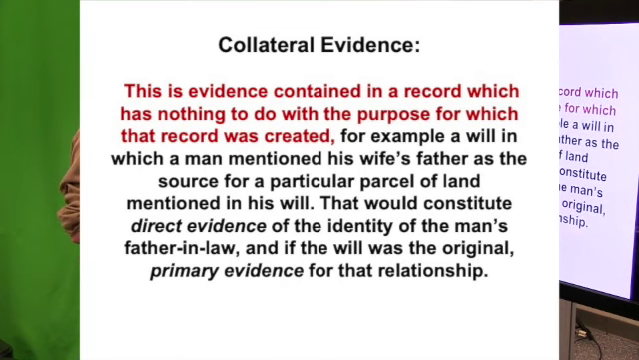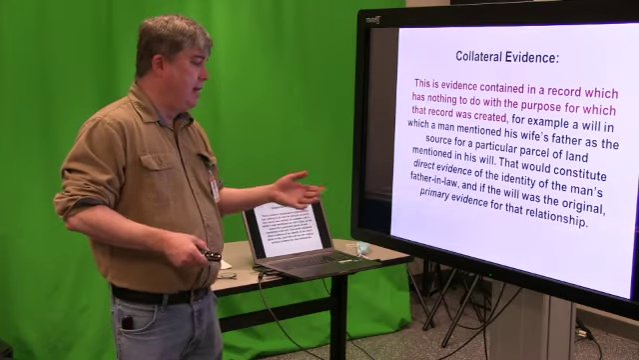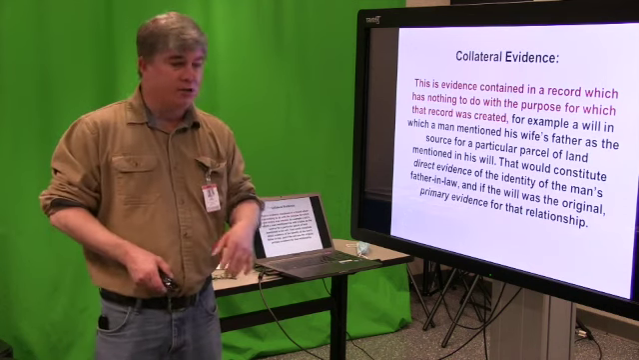Now, collateral evidence. This is evidence contained in a record which has nothing to do with the purpose for which that record was created. For example, if a man is writing his will and he mentions that his wife's father gave him a particular parcel of land, this would be collateral evidence for the land because it's actually in the man's will, which is technically not a land record. It would constitute direct evidence of the identity of the man's father-in-law because the man wrote it himself and then had a notary witness it and sign it.